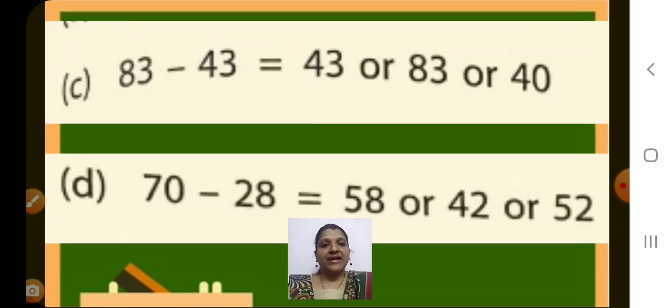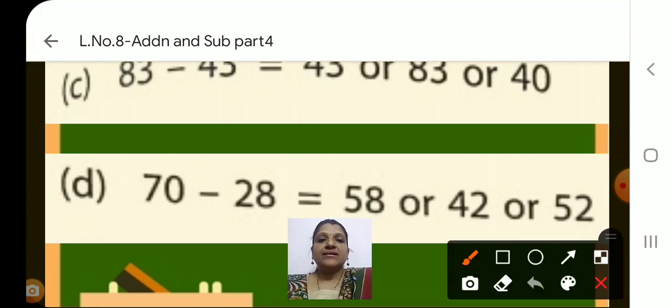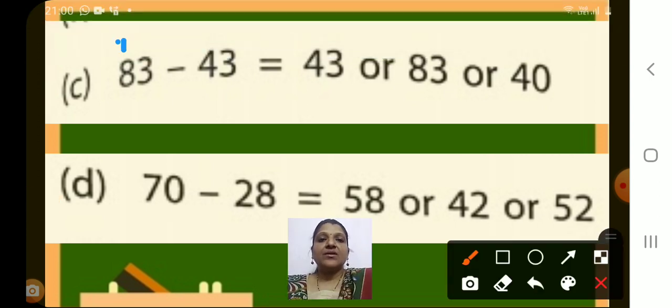83 minus 43. Same way we will do tens place, ones place. Tens place and ones place. Now let us do the subtraction of numbers in ones place. Which numbers are at ones place? Yes, 3 minus 3. So the answer is 0.